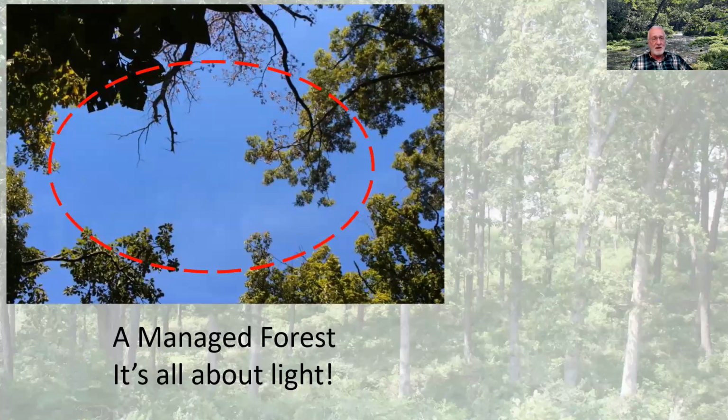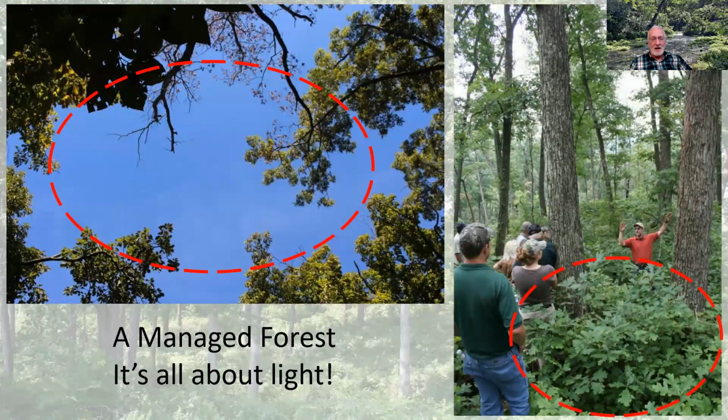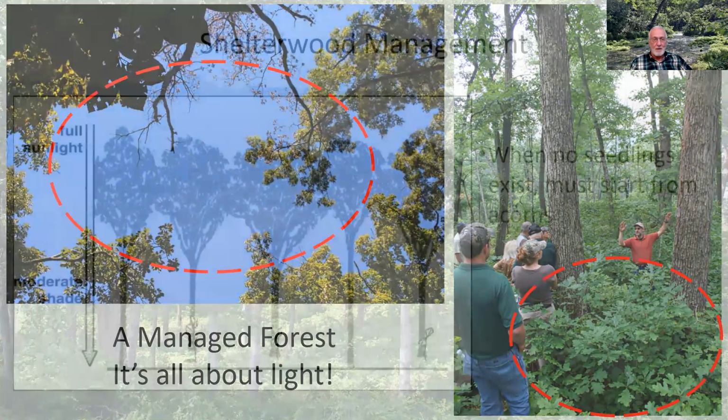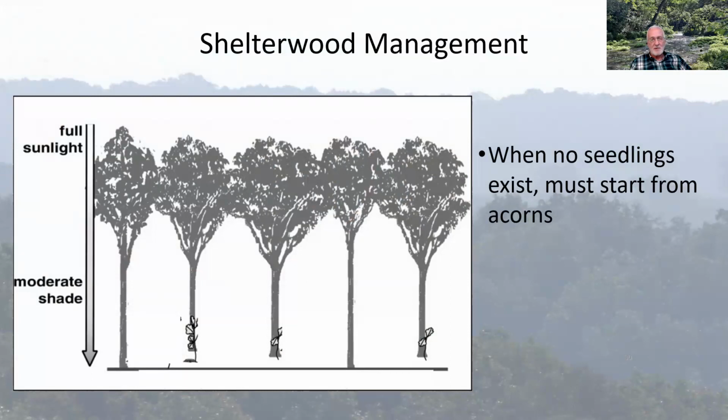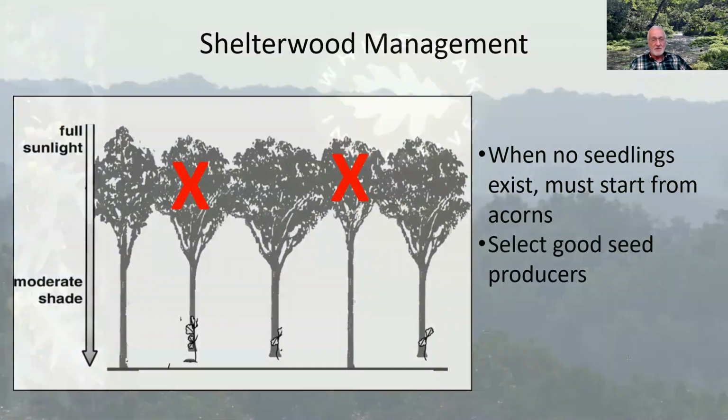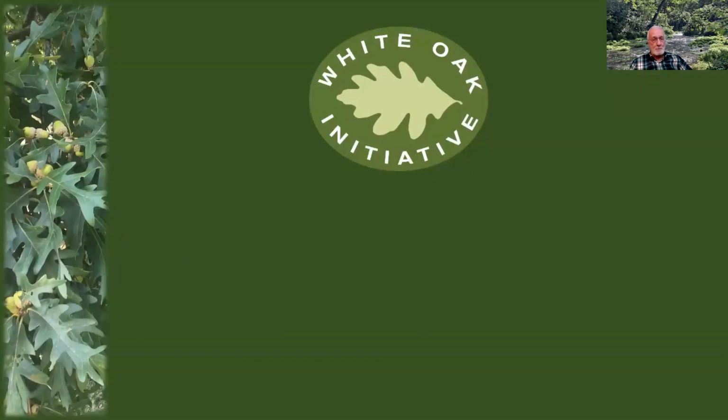And here's what it looks like. You open up the forest stand, lot more blue. And now you've got not only cohort, those young seedlings can then grow up into here. These are waist high, chest high saplings beginning to happen. Shelterwood management, sometimes when no seedlings exist, like we say in these mature forests, we've got to start from acorns. And so again, harvesting some of those trees, selecting the good seed producers, that's a good thing.